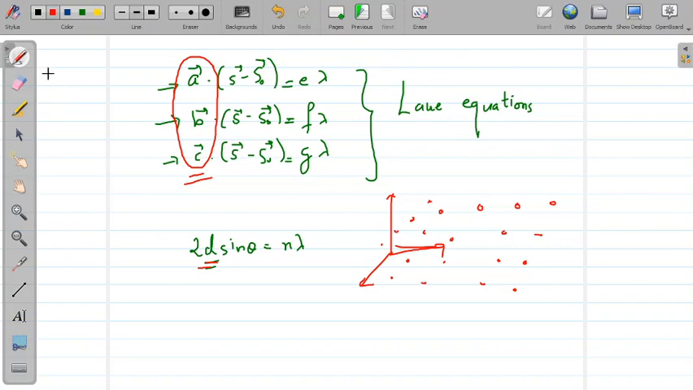Try to read the textbook and understand it by yourself. I have followed the textbook Solid State Physics by M.A. Wahab. Thank you.